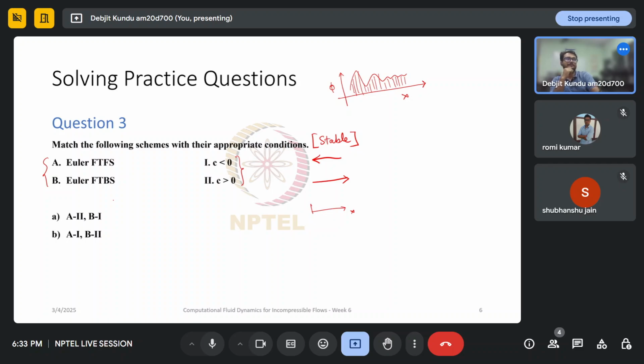So what do you think? And let me give some more hints. Okay, you picked A. Let's see what others have to say. So basically, this is our starting equation, the standard first order wave equation. And if we apply FTFS, what we get is this.